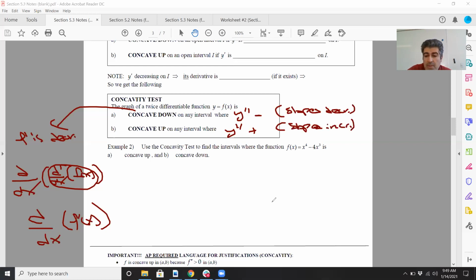I also sometimes like to think of it this way. It's how I thought when I was in high school, but I probably shouldn't have thought of it this way because I just confused myself. But I like to think of this as, this is concave down right here.